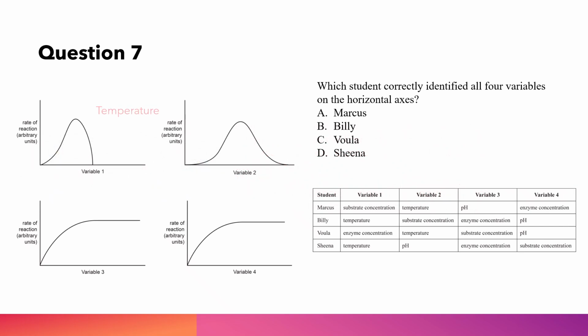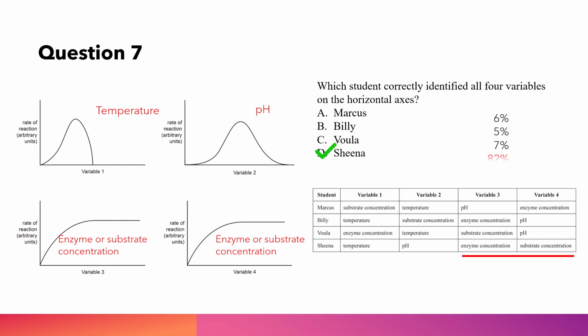The results confirm that variable 1 is temperature and variable 2 is pH. While our analysis showed that variables 3 and 4 could be either enzyme or substrate concentration, Sheena's specific claim that variable 3 is enzyme concentration and variable 4 is substrate concentration is consistent with our findings.